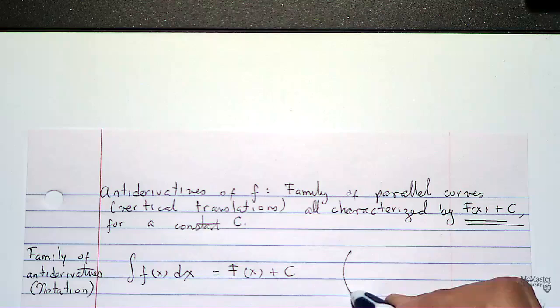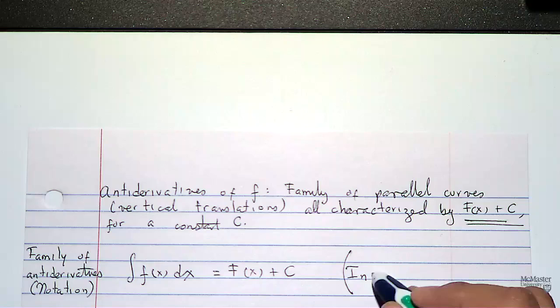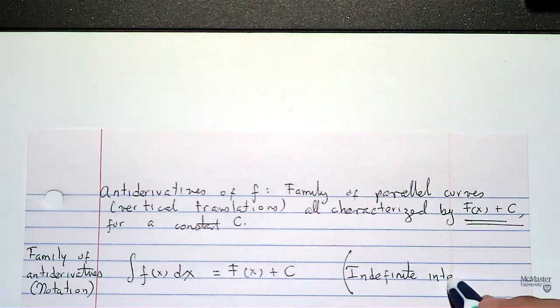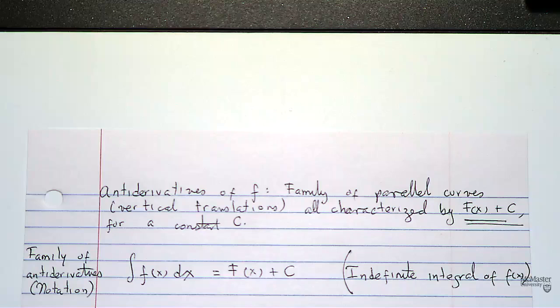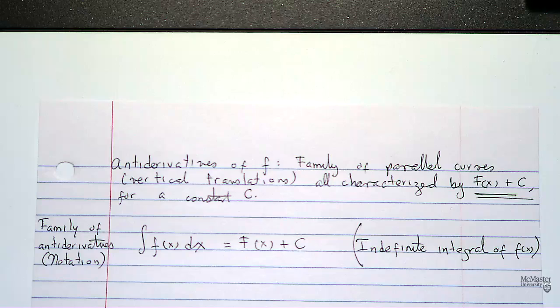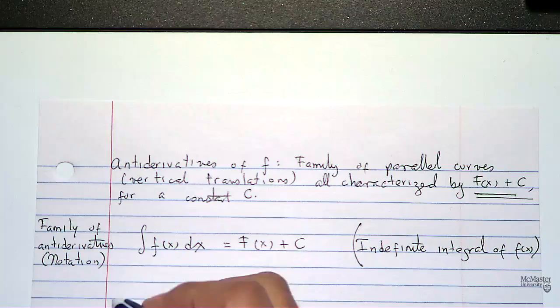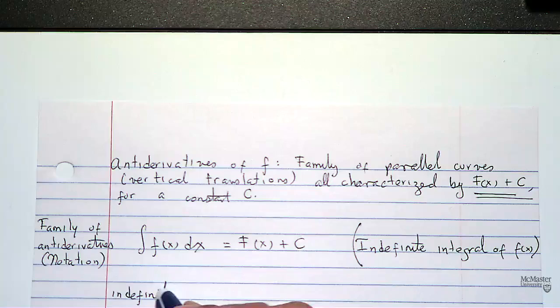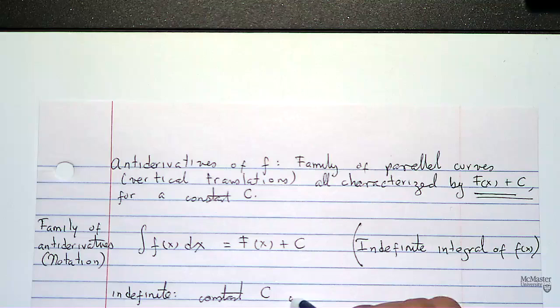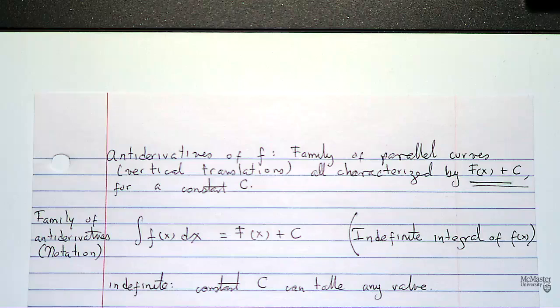And this has a name, so this is a convention, you have to learn it. This is the indefinite integral of little f of x. There is a reason why it is indefinite, because c can take any value, any constant value. So it's not completely defined. What you have is something pretty convenient, because you have expressed all possible antiderivatives of little f by this. But since c can take any value, it's not completely defined. So again, the point is that it's indefinite, because the constant c can take any value.